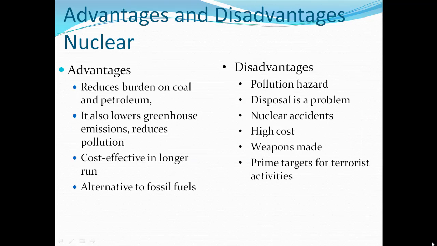Now we'll see the advantages and disadvantages of nuclear fuel. Use of nuclear fuel reduces the burden on coal and petroleum. It also lowers greenhouse emissions and reduces the pollution level. Cost effective in the longer run.